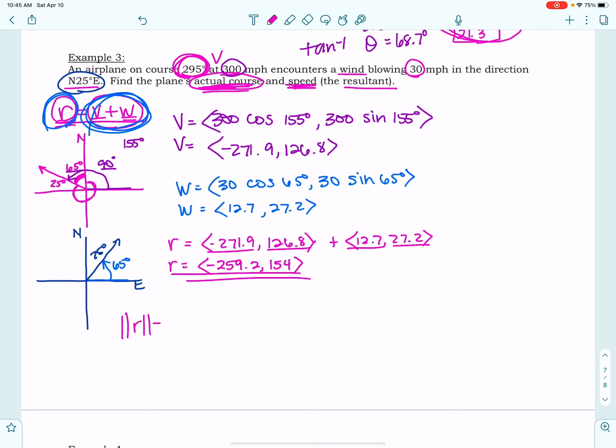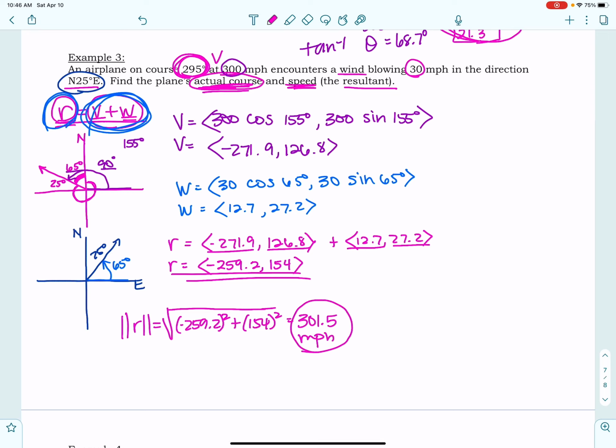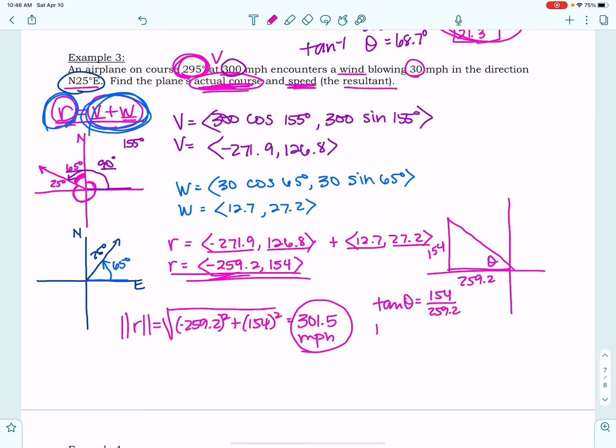Again, the speed is easy. It's just the square root of both values squared and added together. When I type that into my calculator, what I get is 301.5, and that is in miles per hour. Now I am going to use my direction here, negative 259.2 and then positive 154. So there's my right triangle. I'm going to use tangent theta equals opposite over adjacent, and then tangent inverse in my calculator gives me theta equal to 30.7 degrees. That is not my direction. This is just the reference angle right here.